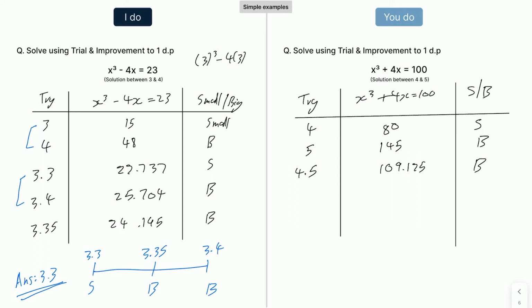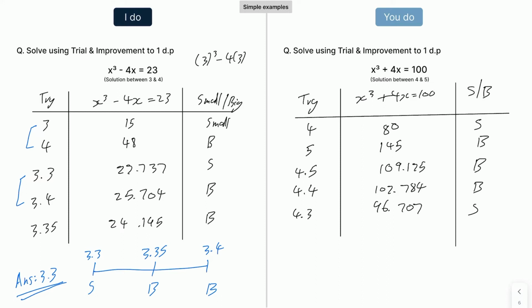We want to get closer to 100, so we're going to go smaller. We go 4.4. That gives me 102.784, which again is still big. So we go 4.3. And that gives me 96.707, which is small. There we go, we've trapped the answer.